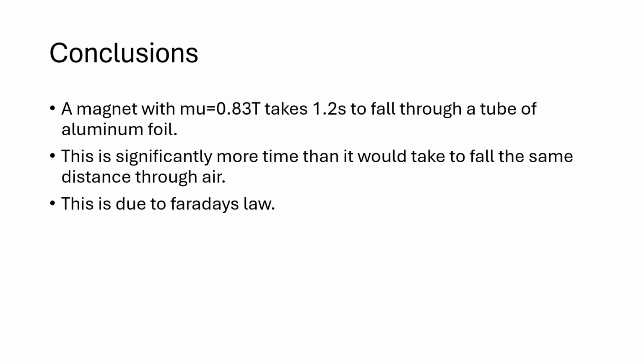So in conclusion, the magnet takes 1.2 seconds to fall through the tube of aluminum foil. This is significantly more time than it would take for the same magnet to fall the same distance through air. This is due to Faraday's law, which states that the falling magnet induces a current in the tube of aluminum foil, which in turn induces an opposing magnetic force on the magnet, slowing the magnet down.